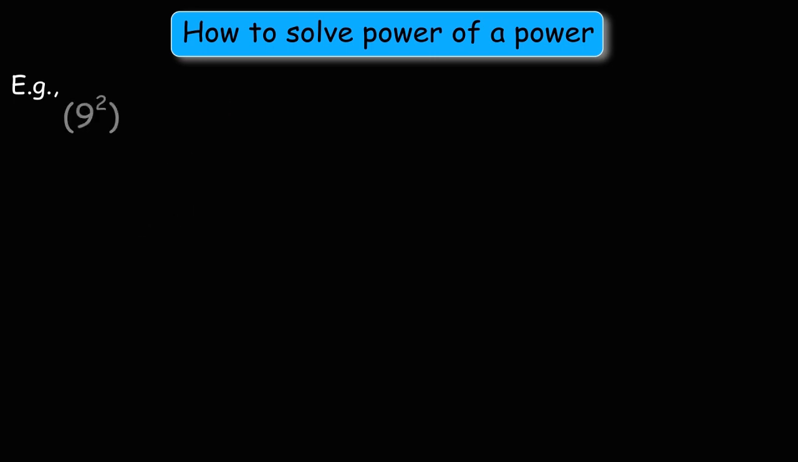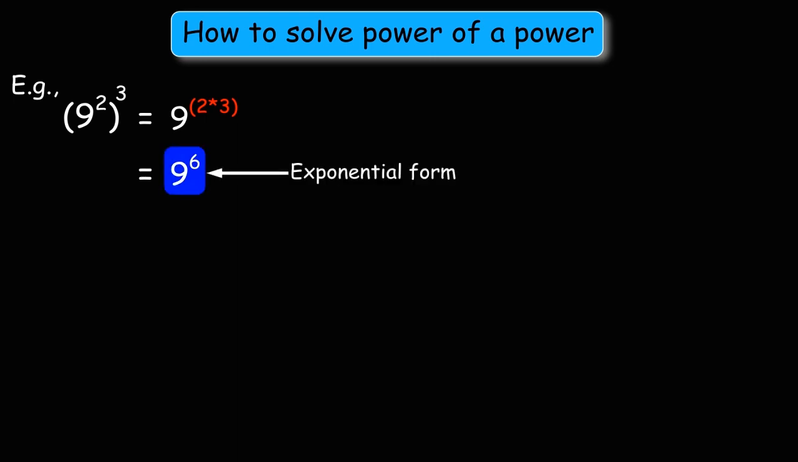Last one, 9 to the power of 2 to the power of 3. This will be 9 to the power of 2 times 3, or 9 to the power of 6. And 9 to the power of 6 is the exponential form.